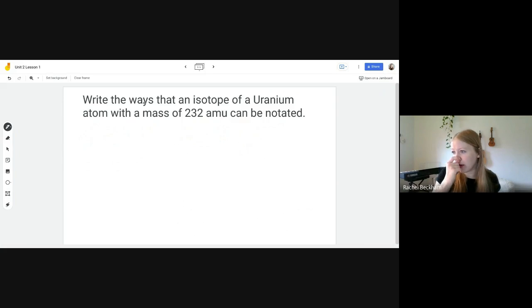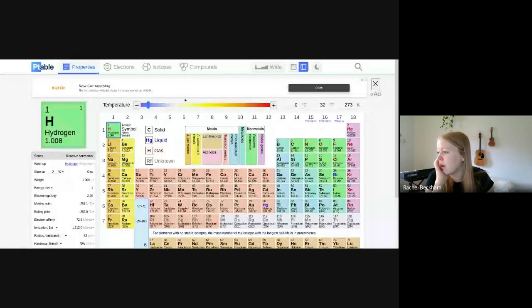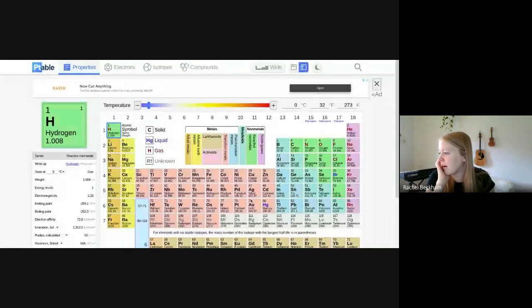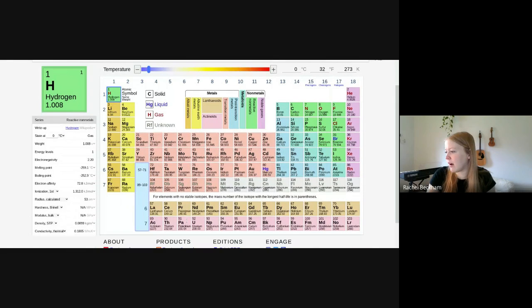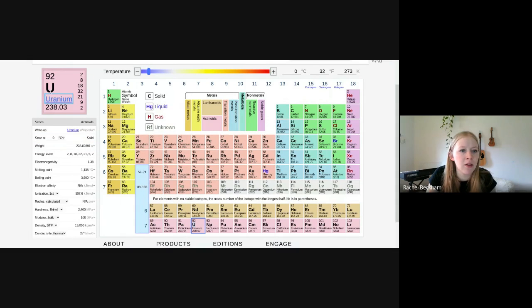And there are different ways that you can write it out. So this says, write the ways that an isotope of uranium atom, with a mass of 232 can be notated. Well, let's go find uranium because you may not remember what the symbol is for it. So on the periodic table, I'm going to look around and find it. Let's see. It's going to be down here. Looks like it's right here, and you can look at it up right here as well.